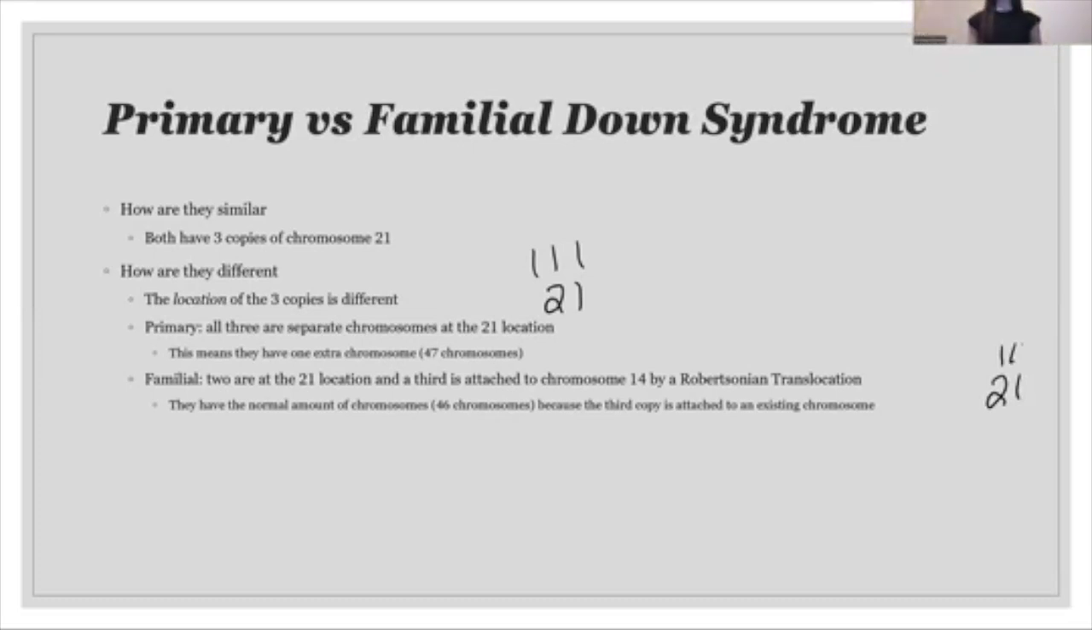Which originally, if you're looking at that, you're like, okay, there's not a problem there. There's only 2 copies of 21 and I want 2 copies. The problem is that the third one is going to be attached to chromosome 14. So we would have a regular chromosome 14, and then you would have a chromosome 14 that had a chromosome 21 attached at the end.